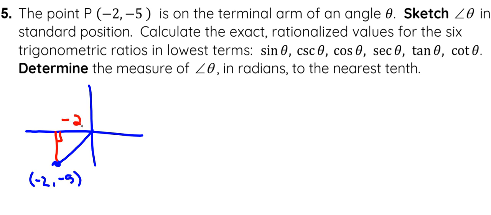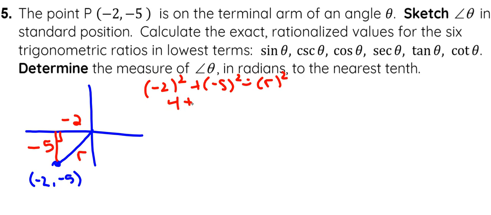Along the x-axis, we have -2. Along the y-axis, we have -5. Now we want to sketch this angle and we want to determine all of the values of all six trig ratios. So before I can do that, I need to use Pythagorean theorem to come up with my radius or my hypotenuse length. So I'm going to do x squared plus y squared is equal to r squared, or a squared plus b squared equals c squared.